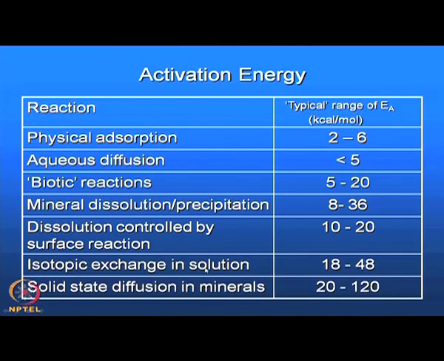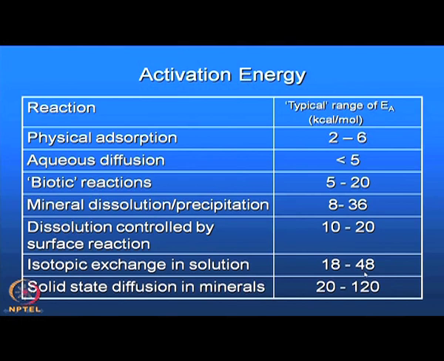Isotopic exchange in solution, say you have got alcohol, that is ROH, and you want to convert it to ROD, that is a deuterium hydrogen exchange reaction, requires about 18 to 48 kilocalorie. Solid state diffusion in mineral is 20 to 100, because it happens in the solid phase, so it requires a higher amount of energy. So, these are the typical values that give you an idea about the kind of processes occurring. You can classify different kinds of processes in terms of their typical range of activation energies.